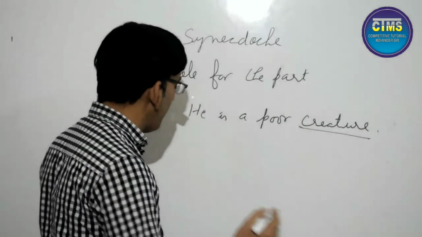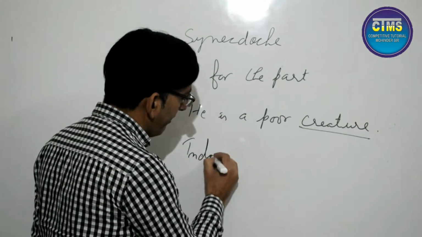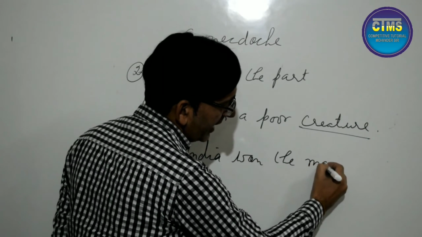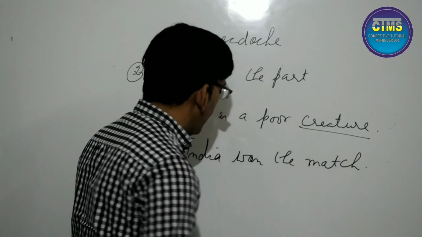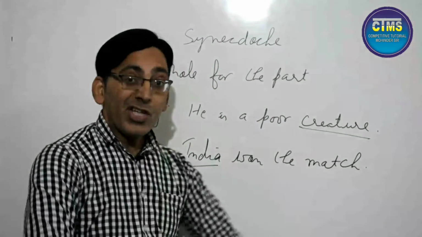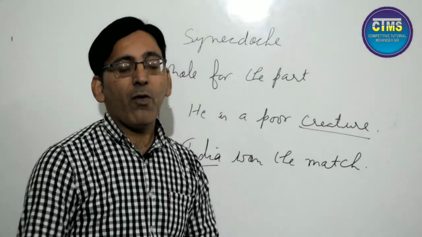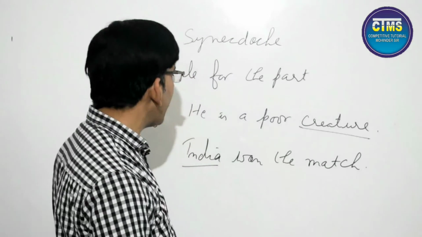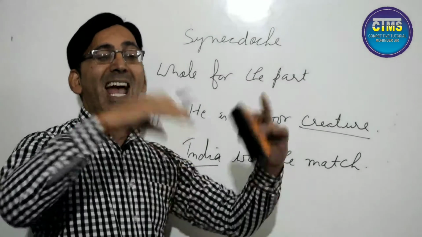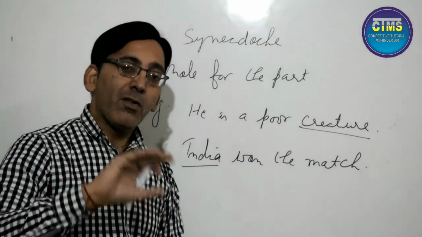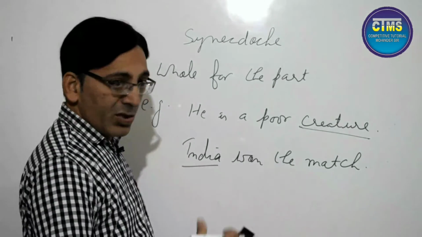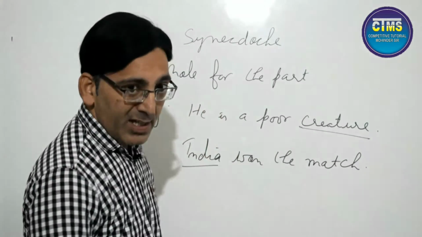I just want to give you one more example. For example, India won the match. We normally say that when India won the match. So here we are using India, the complete nation, for some players. So that is another example of whole for the part, meaning a comprehensive term is used for the smaller concept, that is called whole for the part. So I think you are able to understand that concept also.